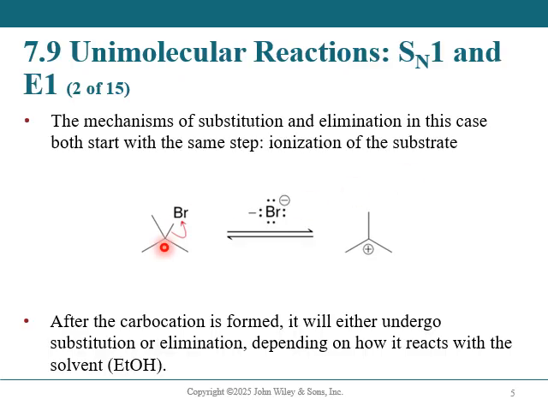In this case, as we remember, the arrow represents those electrons. The electrons are getting attached to that bromide, which then just leaves, right? That will be your leaving group, and you end up with a carbocation. After the carbocation is formed, it will either undergo substitution or elimination, depending on how it reacts with the solvent, in our case being ethanol.